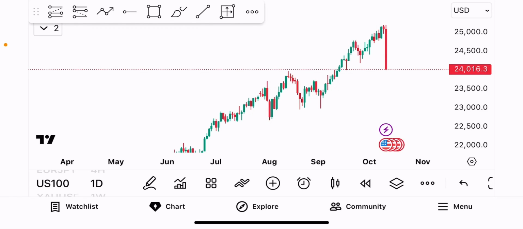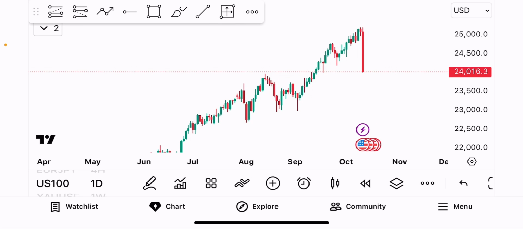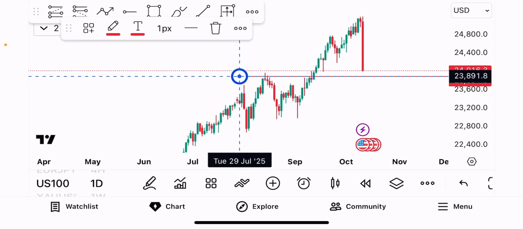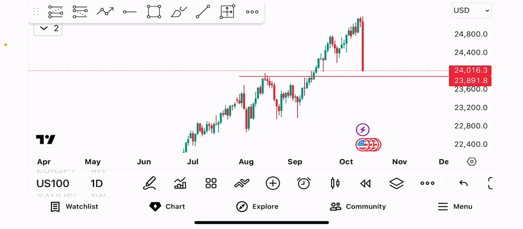Here is a technical outlook on US100. So US100 traded and closed at the $24,016 level. Technically, we know that place to be a previous resistance which turned support.